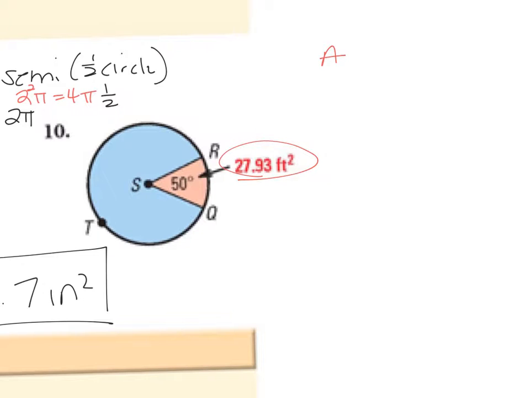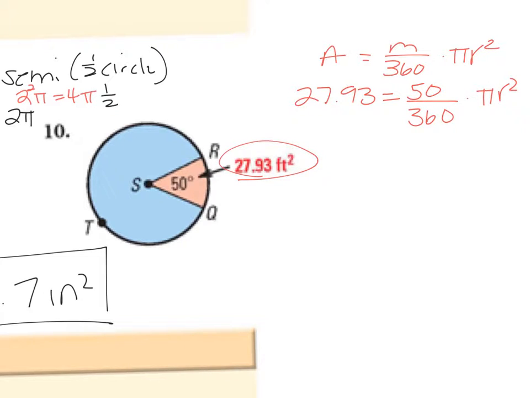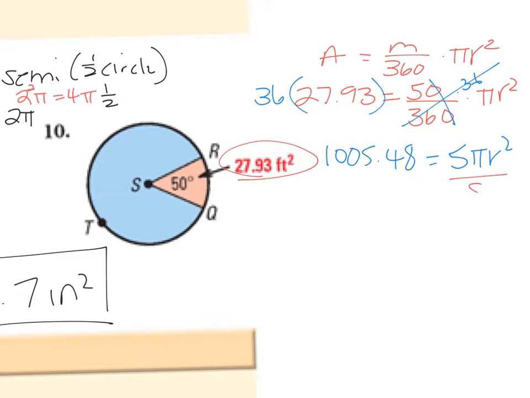So the area of the sector equals the measure of the arc over 360 times pi r squared, and this is 27.93 equals 50 over 360 times pi r squared. Cross through my zeros, make it easier on myself. I would have a calculator for this one because it's in decimal form. 27.93 times 36, because I want to get rid of it here, would give me 1005.48 equals 5 pi r squared. Divide both sides by 5.